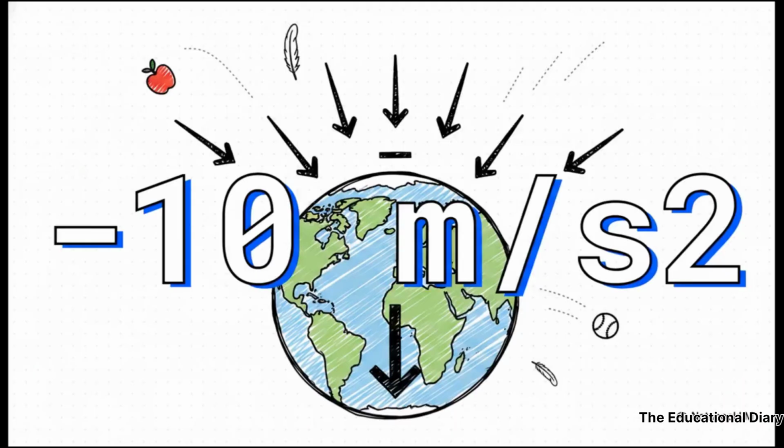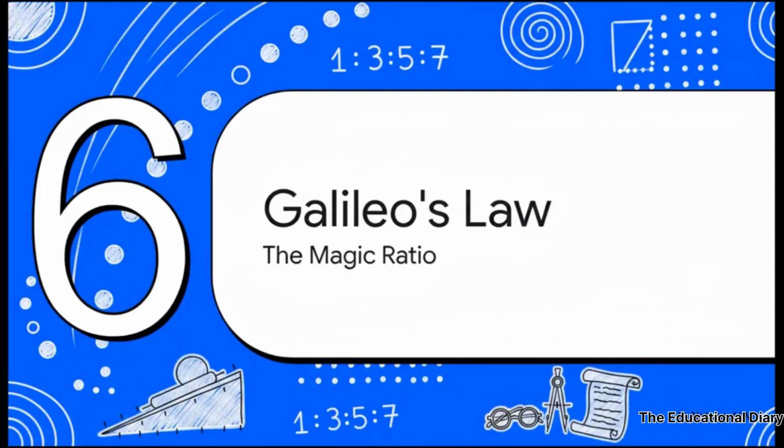And just to keep the math somewhat clean during these gravity calculations, we usually round the acceleration constant due to gravity to negative 10 meters per second squared. Remember, that negative sign is non-negotiable. It represents the Earth constantly pulling you down. Finally, we've arrived at the last tool in our kit, Tool 6, the magic ratio. Galileo's law of odd numbers.